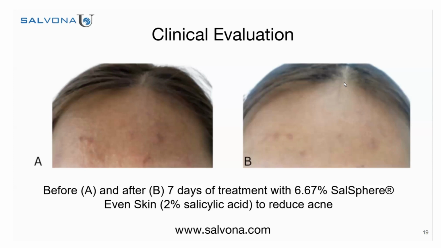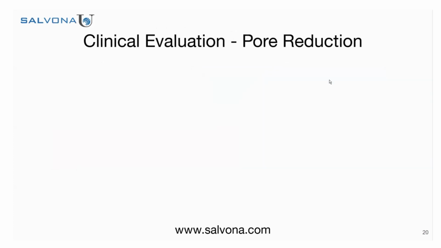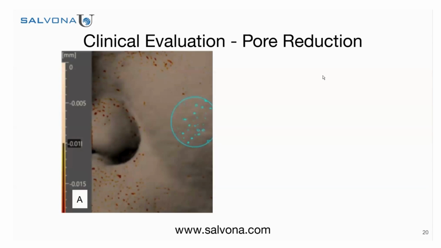Now, outside of this clinical anti-acne effect, what other benefits would Even Skin have to offer? And one of those, in the name Even Skin, is skin smoothing. So to have an even skin, you want a nice smooth base for the skin. And to smooth the skin, we need to look at pore reduction. Larger pores lead to uneven skin and a higher potential for clogging. And we see here the before treatment of a patient before using Salsphere Even Skin.